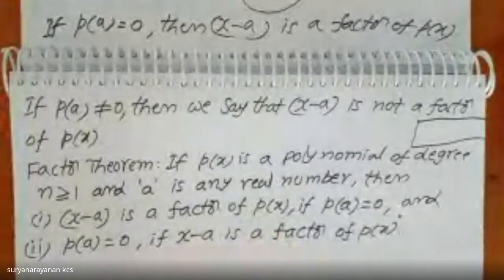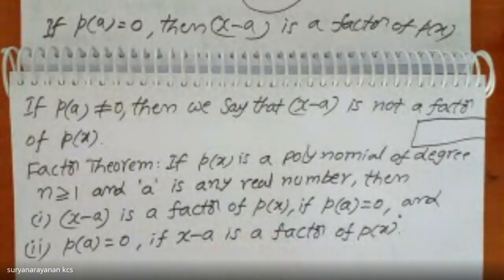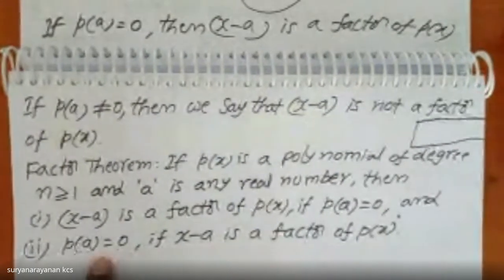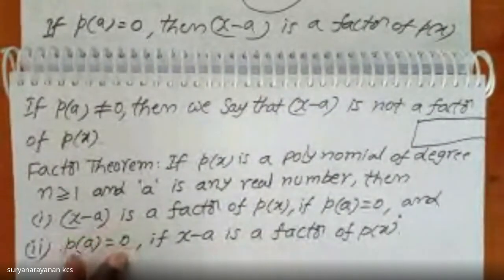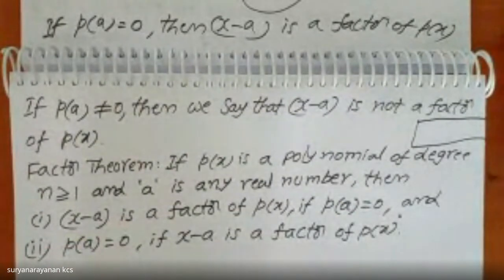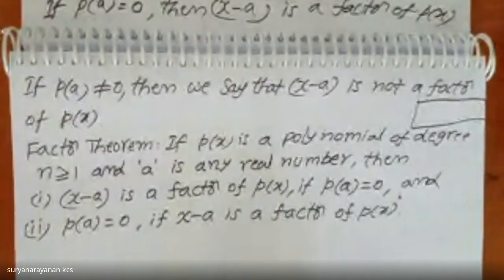Same concept in the converse statement. If x minus a is a factor of P of x, then P of a is equal to 0, so the remainder is 0. If the given number is a factor of the second number, then you get remainder 0. If it is not a factor, then you get a non-zero remainder, some number other than 0. Understood this point, my children? Understood, sir.